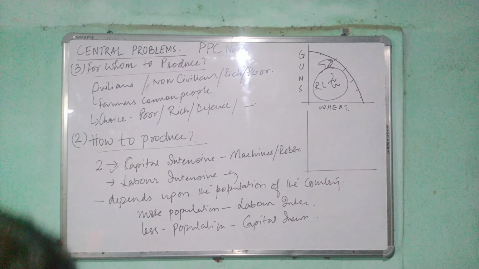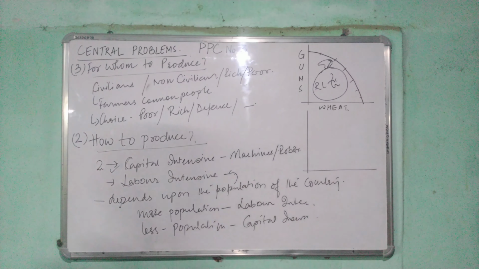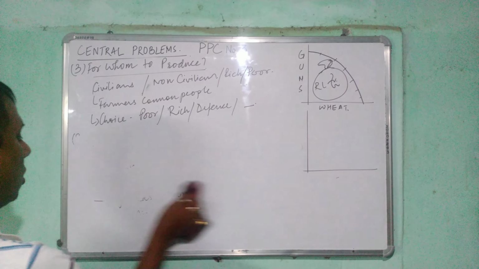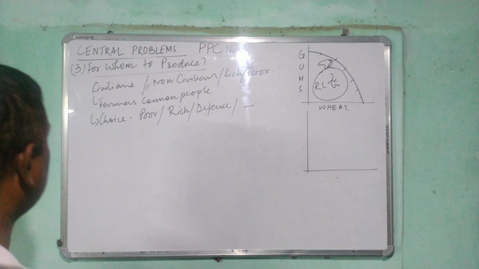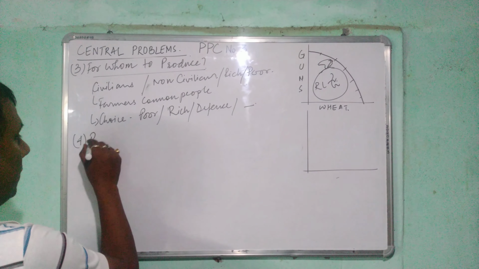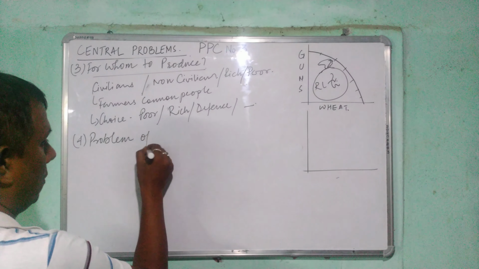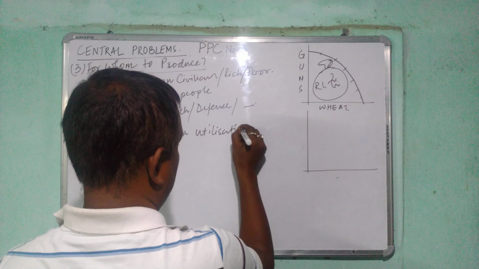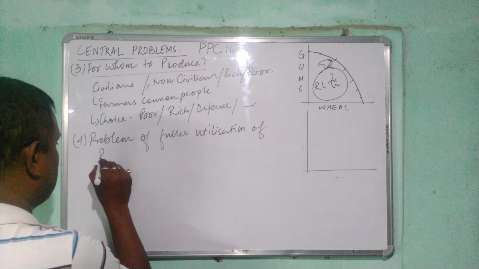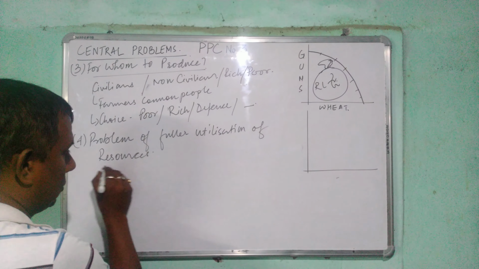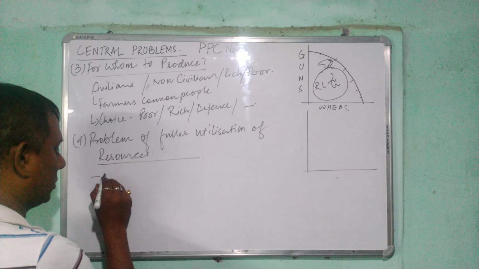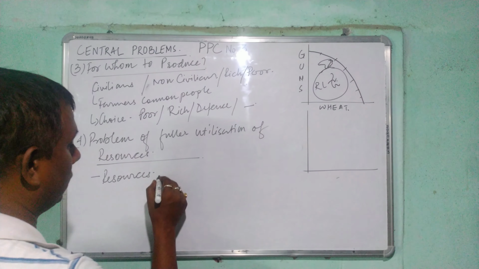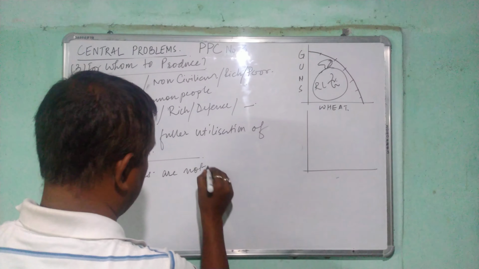Okay. The next problem is the problem of fuller utilization of resources. Whenever we look, we see that the resources are not fully utilized. The resources are not efficiently used. The resources, the संसाधन, are not efficiently used.